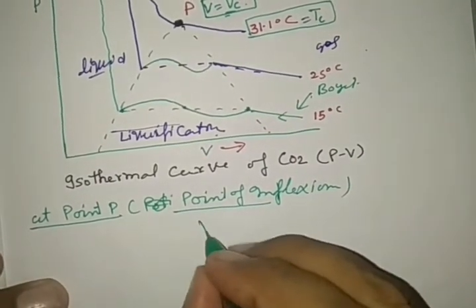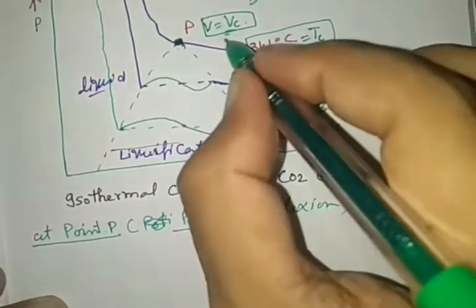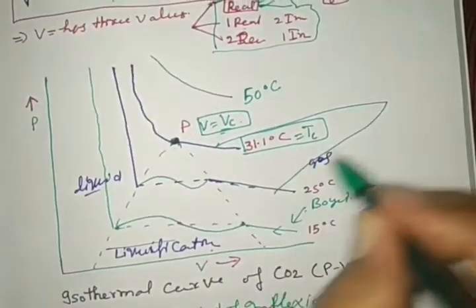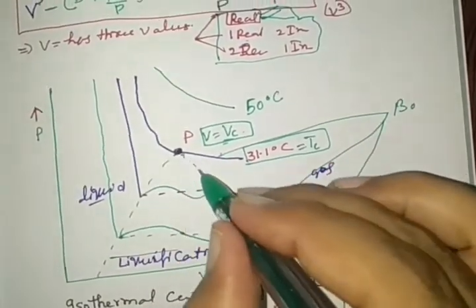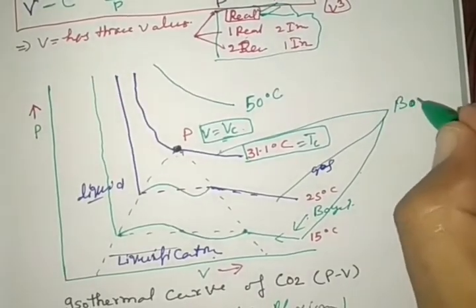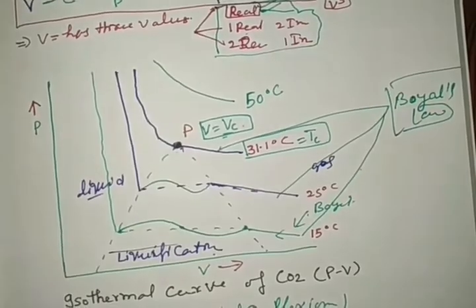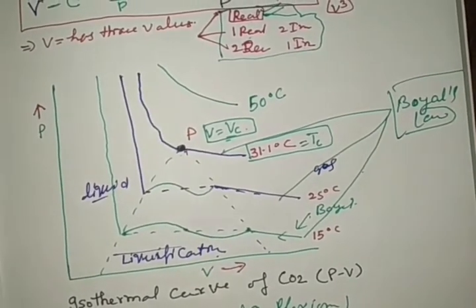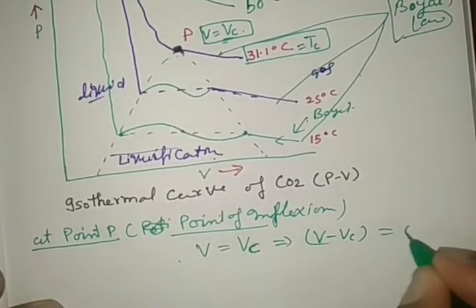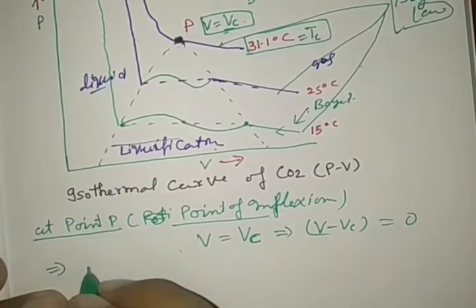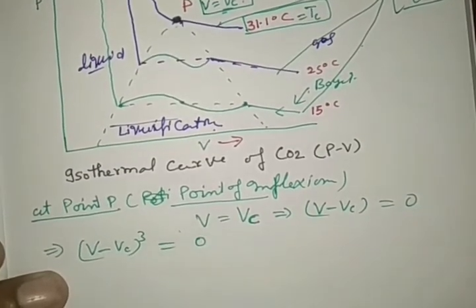Here the volume of a gas is represented by a critical volume. Up to here is a gas. Here in all 3 cases, this side from here up before this, Boyle's law holds perfectly. V is equal to Vc. This can be written as V minus Vc is equal to 0. This implies that (V minus Vc) whole cube is equal to 0.